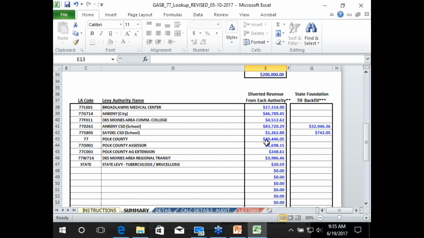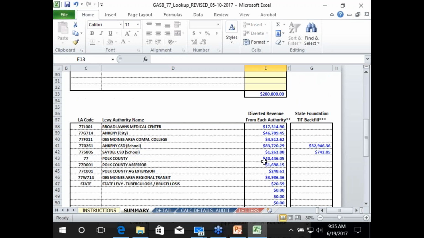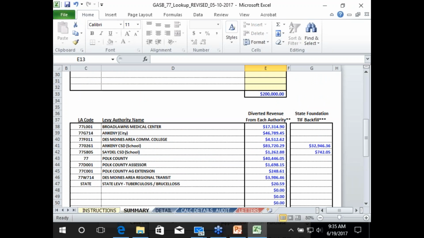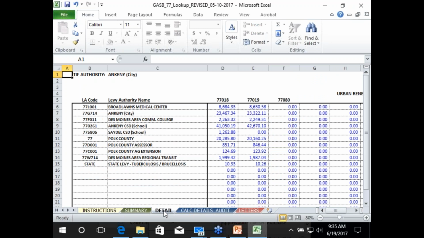That makes sense. Again, the rest of the entities here, Polk County got $40,000, assessor, ag extension, yada yada. Now, for those of you that have inquiring minds, and for your auditors, well, actually, let's go to the second piece.